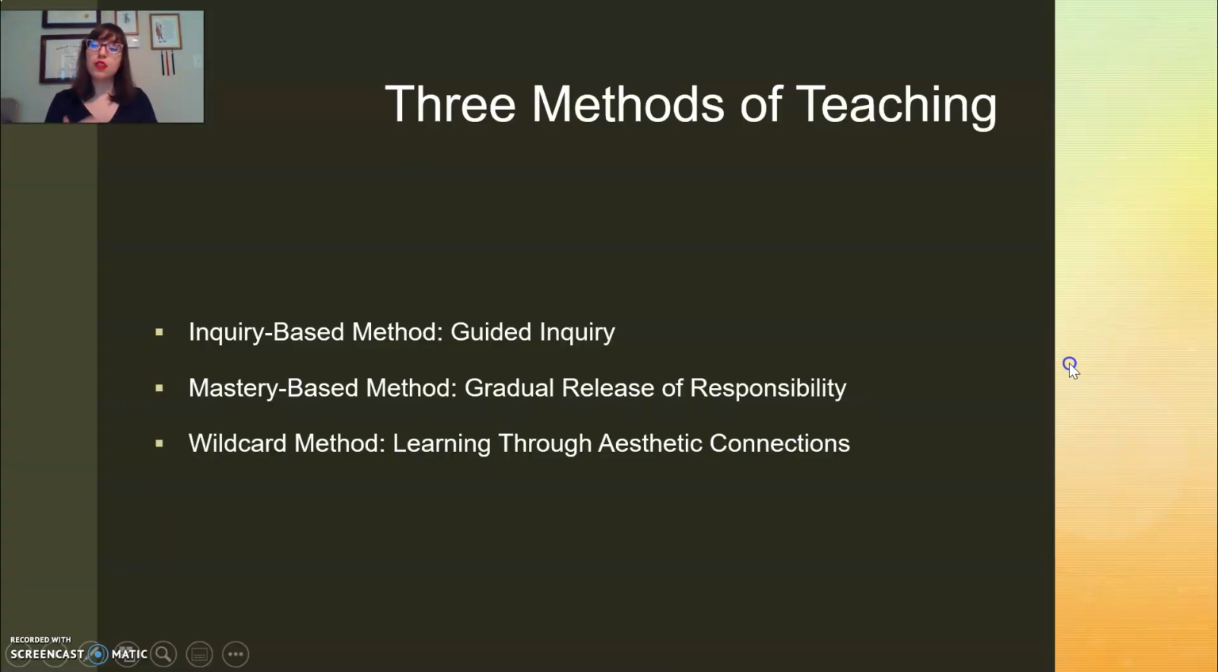So the 3 methods that I chose, I have one inquiry-based method focused on guided inquiry. There's also a mastery-based method using the gradual release of responsibility technique. And I also have a wildcard method for you that I really like doing. I've done this in the past, but I've revised it for the purposes of this assignment. And this is a way of teaching so that students learn through aesthetic connections.